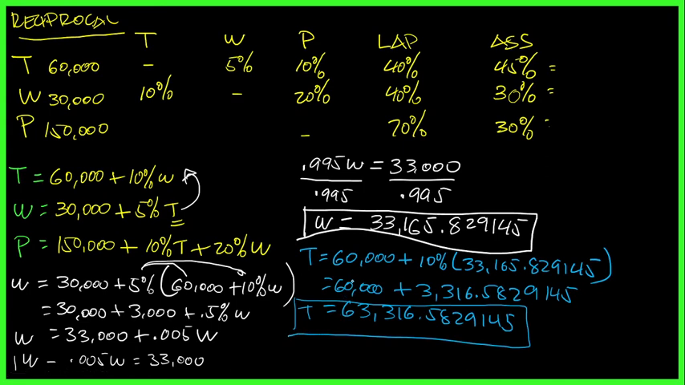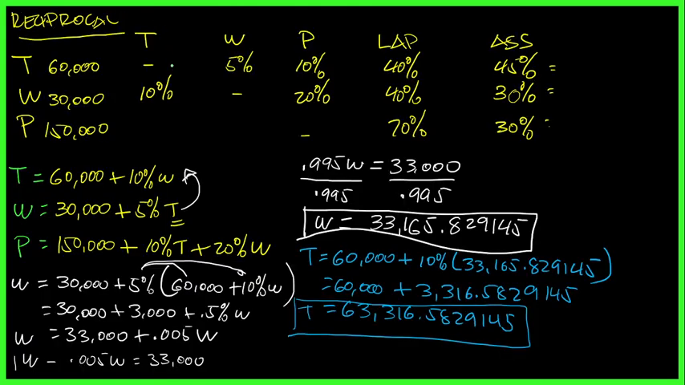Now we can compute for P. Paano ba yan? P na yan. Okay, so P is equal to, let me just copy the equation, 150 plus 10% of T plus 20% of W.